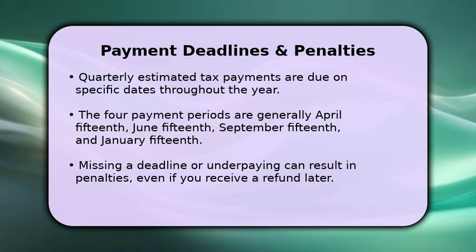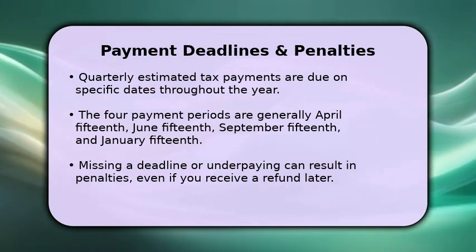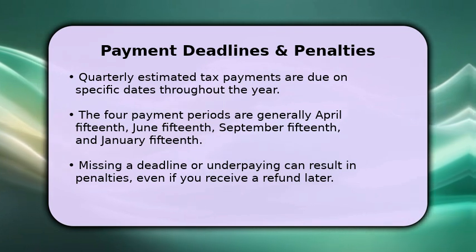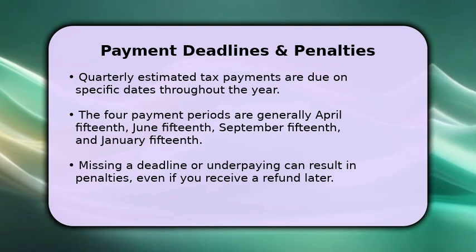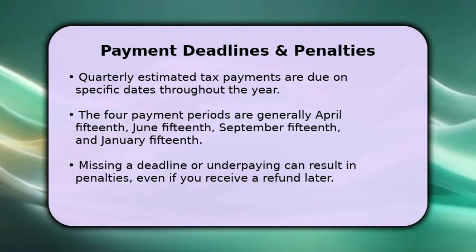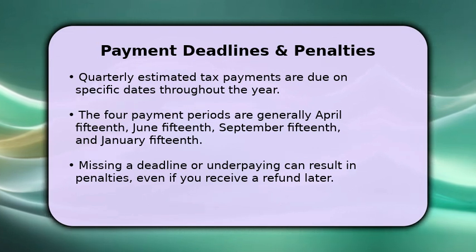It's crucial to be aware of the quarterly payment deadlines to avoid penalties. Generally, these payments are due on April 15th, June 15th, September 15th, and January 15th of the following year. If a due date falls on a weekend or holiday, the deadline shifts to the next business day.